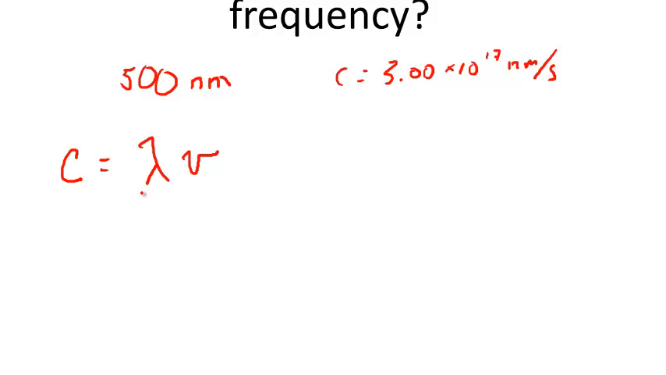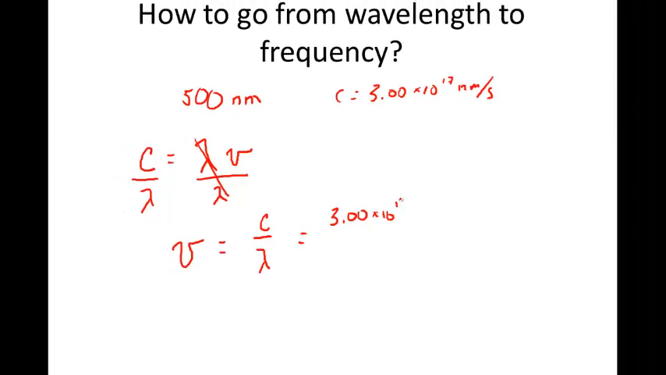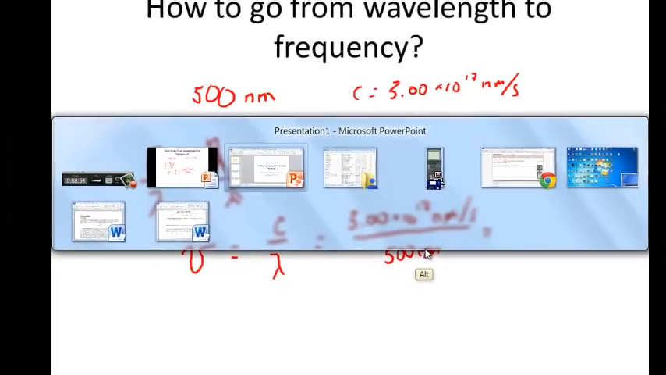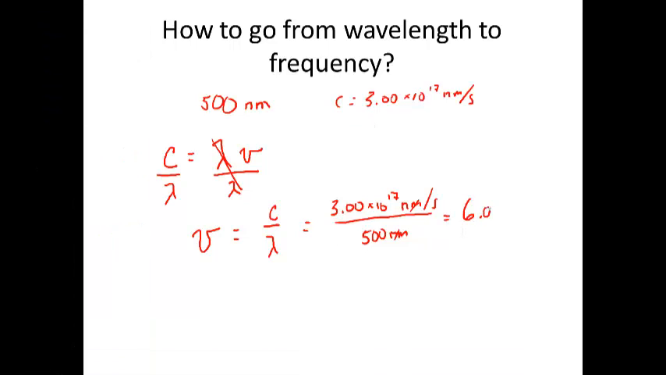I'm going to rearrange this equation so it solves for frequency all by itself. Do that by dividing both sides by lambda, so that frequency is c over lambda. So we're going to say 3.00 times 10 to the 17th nanometers per second divided by the 500 nanometers. That takes care of nanometers and nanometers. And if I can get my handy dandy trusty rusty calculator out here, 3.00 times 10 to the 17th divided by 500, and we're going to get 6 times 10 to the 14th. So the answer that I'm going to write down over here is 6.00 times 10 to the 14th per second, which I prefer to call 6 times 10 to the 14th hertz.